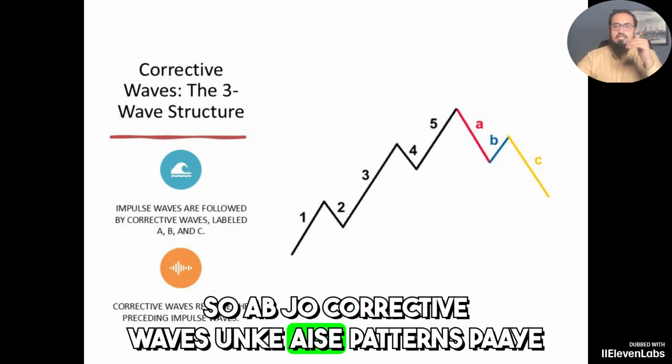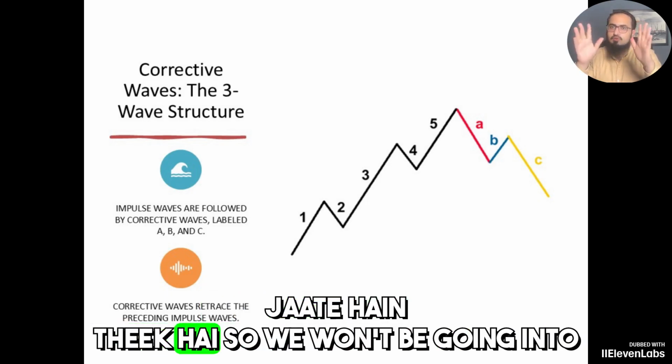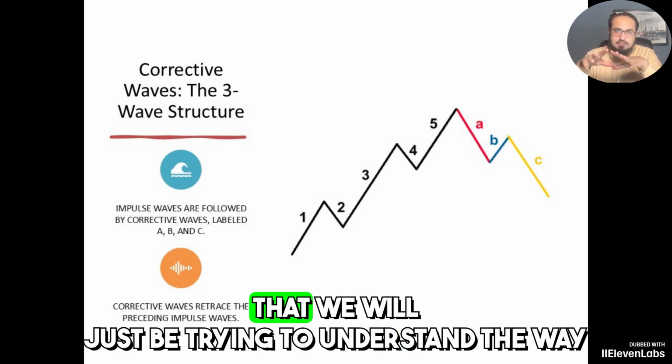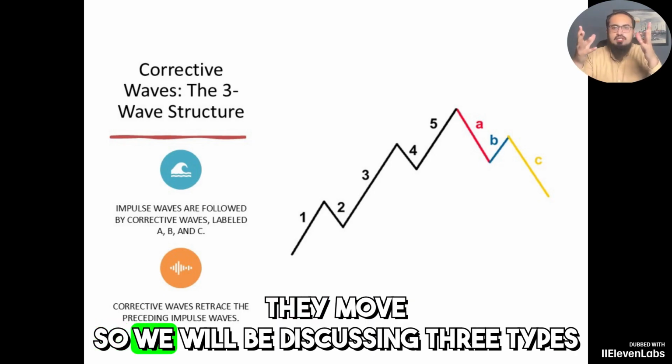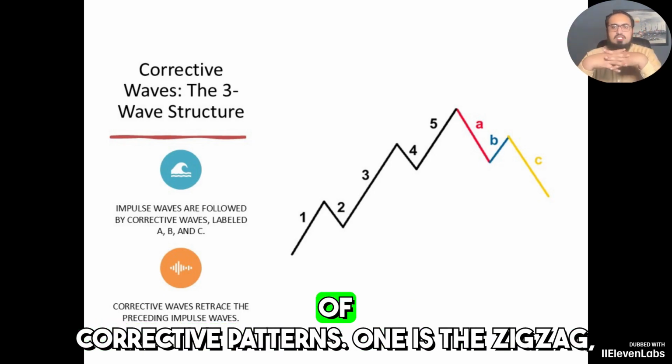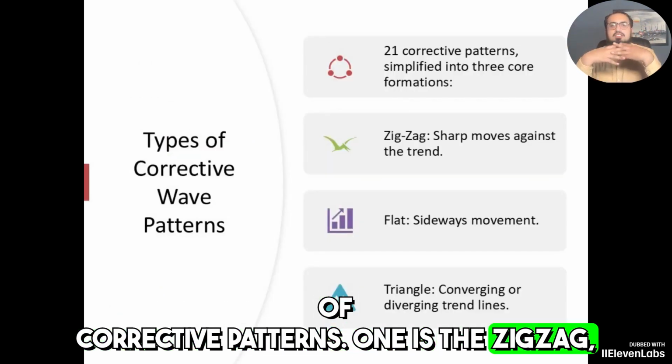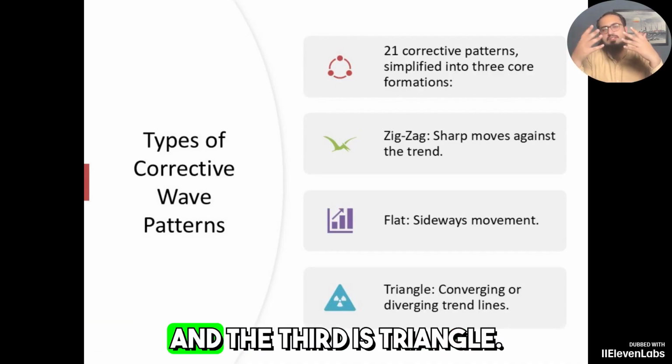Now there are 21 patterns found in these character waves. Okay, so we won't be going through that. We will just be trying to understand the way they move. So we will be discussing 3 types of character patterns. One is the zigzag, the other is flat sideways movement, and the third is triangle.